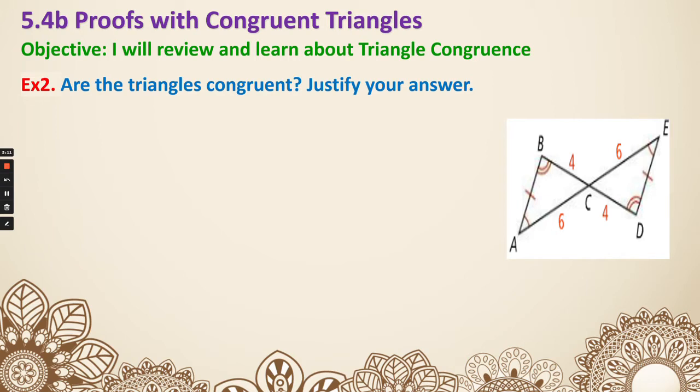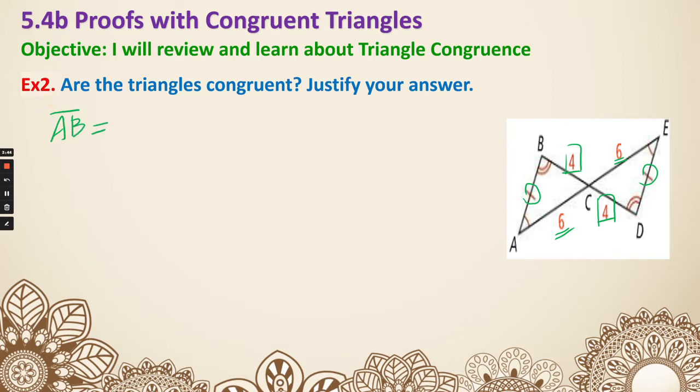Are the triangles congruent? Right now we're not talking about all these special ways to prove triangle congruence. We're just using the definition. That means all the corresponding sides need to be the same and all the corresponding angles need to be the same. So we're basically looking for 3 sides and 3 angles. Clearly that one is labeled, so they're the same. And the 6, they're the same. And the 4, they're the same. All 3 sides are corresponding.